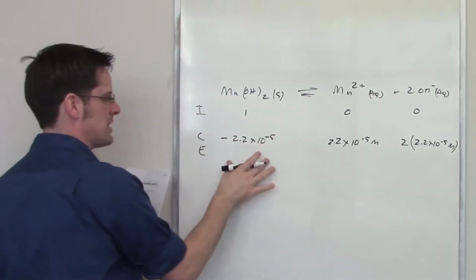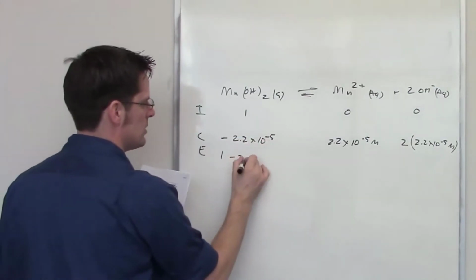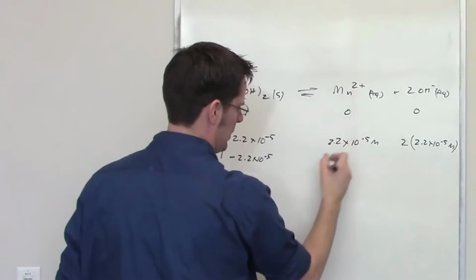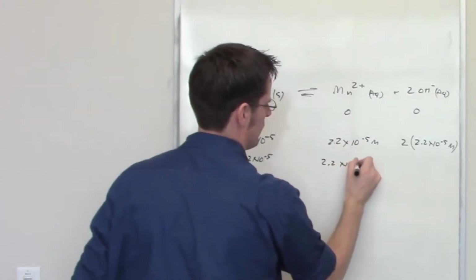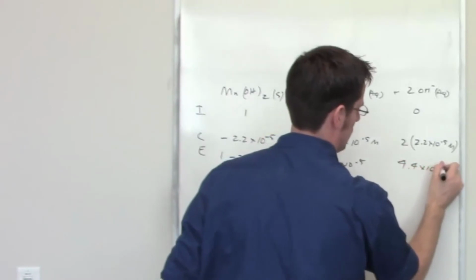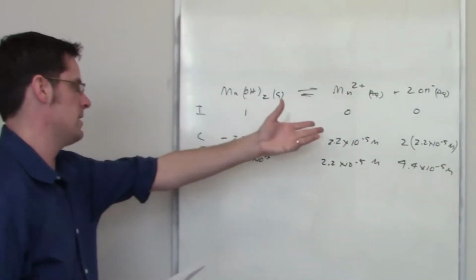The final answer for these equilibrium settings is going to be made by just adding row 1 to row 2. So 1 minus 2.2 times 10 to the negative 5th there, and then 0 plus this amount, 2.2 times 10 to the negative 5th, and then 2 multiplied by that is going to be 4.4 times 10 to the negative 5th molar. These are the amounts for each of these things at equilibrium.